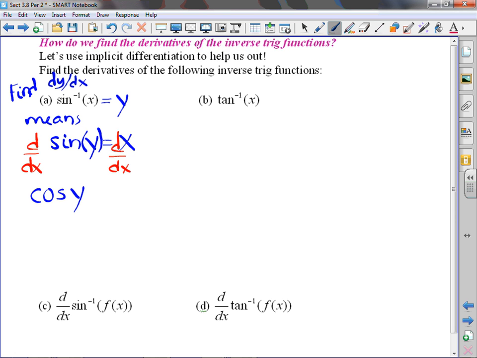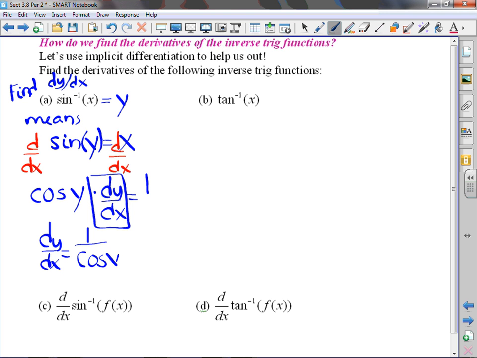So the derivative of the outside function is the cosine of that angle times the derivative of the inside function. Do you want to call it y prime or do you want to call it dy dx? Okay, in the other class we call it y prime, so you have a choice. And what's the derivative of x with respect to x? So solving for dy dx, dy dx is 1 over the cosine of y.